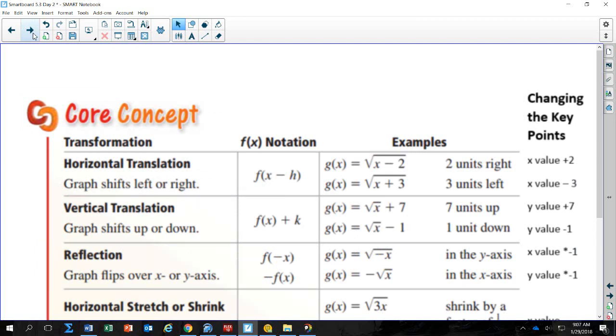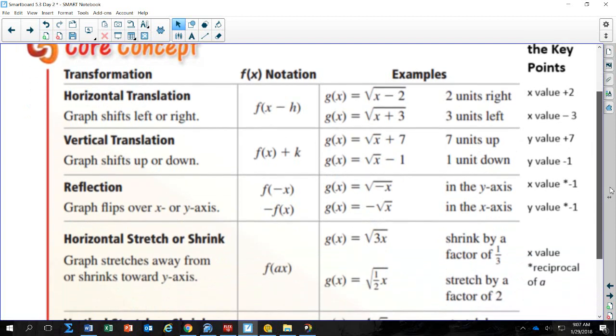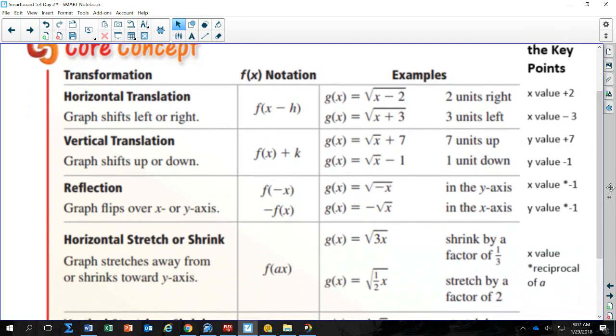So the first one it lists is the horizontal translation. Remember, horizontal translations are either inside the parentheses with x, or in this unit, it's going to be under the radical with x. So if I see something like this, where I've got the square root of x minus 2, that's going to be a shift 2 units to the right. And if you see x plus 3 underneath the radical, that would be a shift 3 units left.